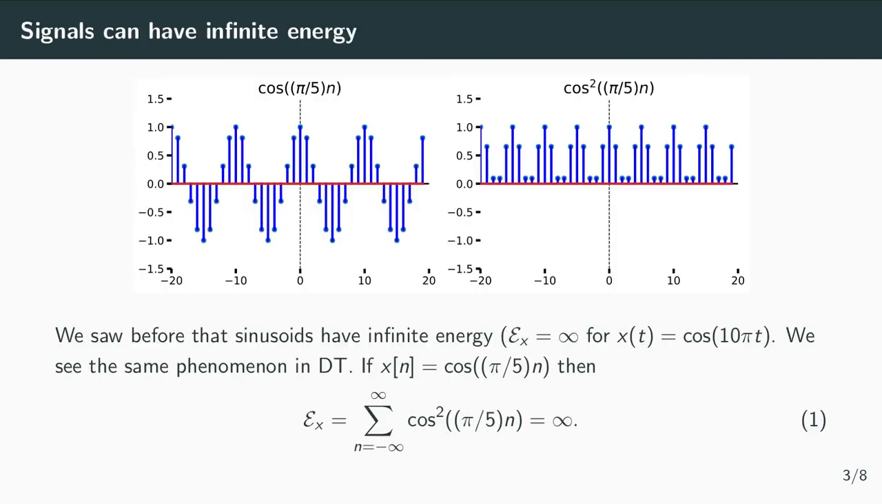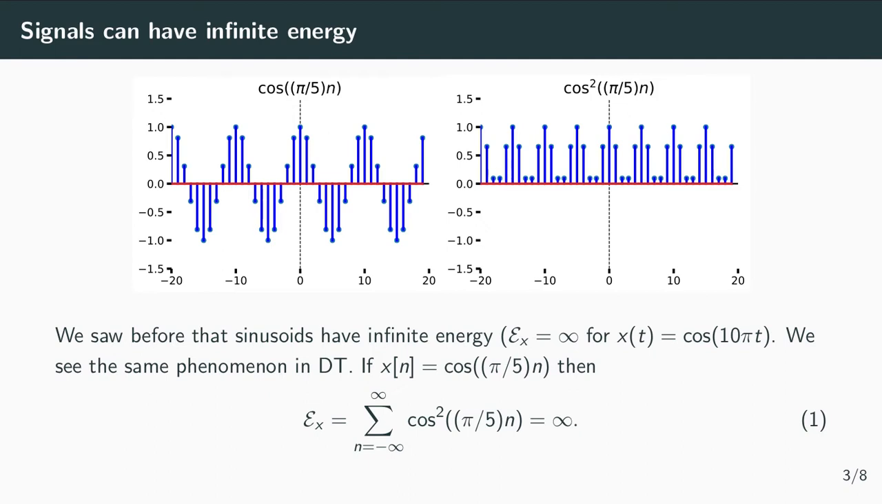relatively straightforward. So remember from before that signals can have infinite energy. We saw before that the sinusoids in particular, these cosines and sines, have infinite energy. So we saw this in continuous time. For an example, x of t equals cosine 10 pi t. We see the same phenomenon in discrete time.